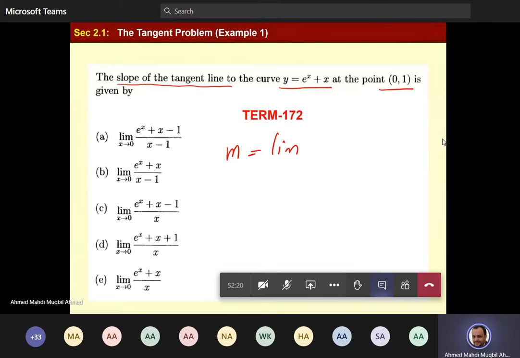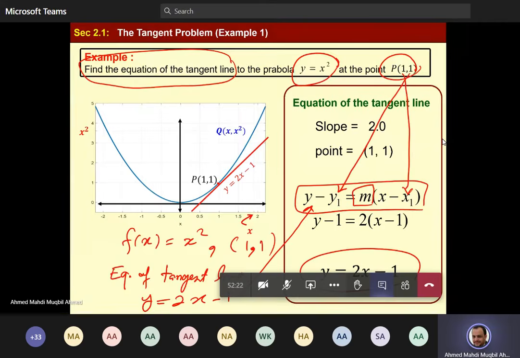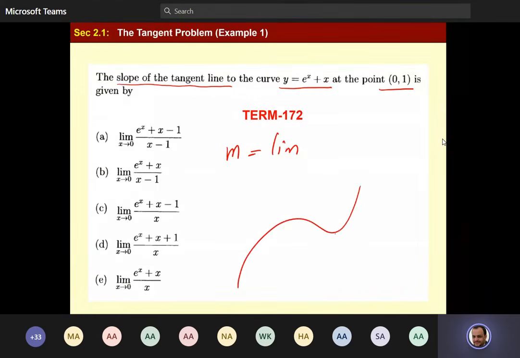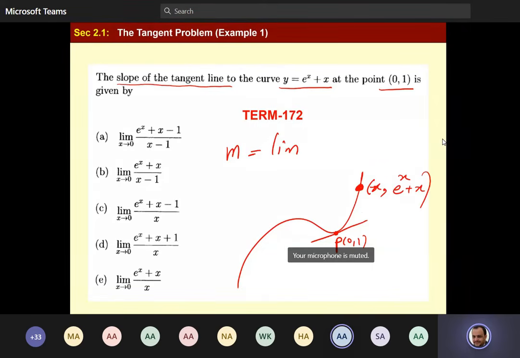So let's assume that we have a curve. The curve is like this. Let's say that this is the point (0, 1). Now, to find the slope, we will take an arbitrary point here. We will call it (x, y). What is y? It is e to the power x plus x.